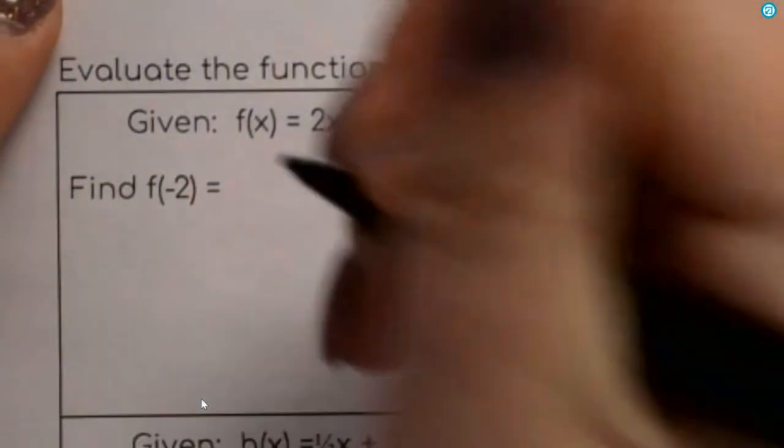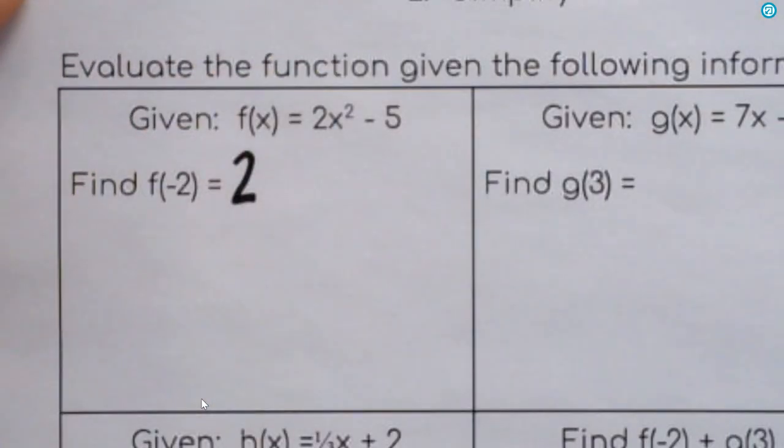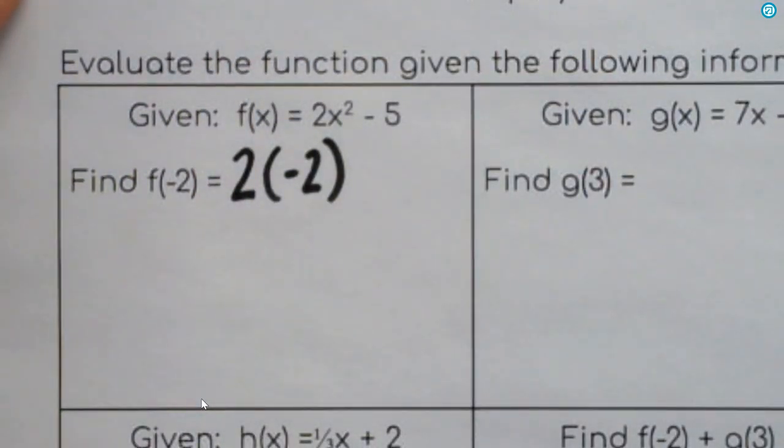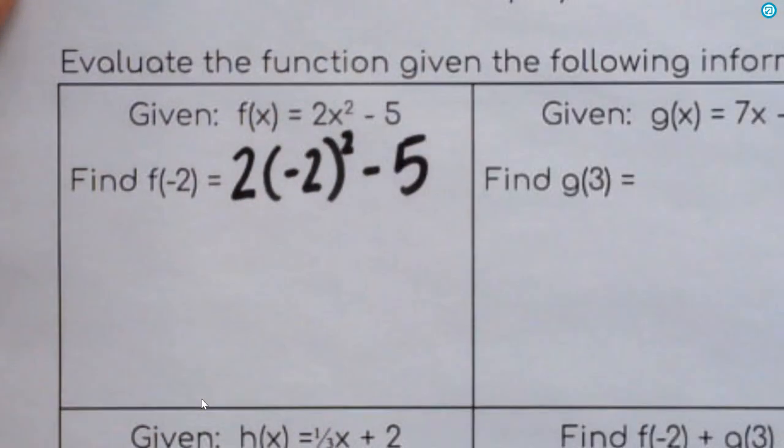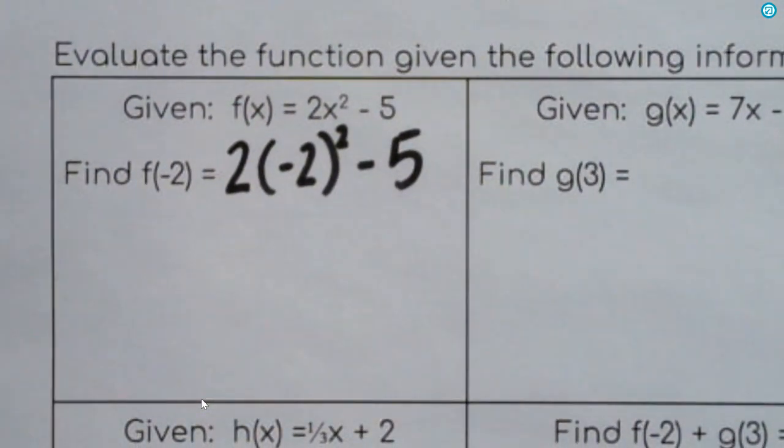So we're plugging in negative 2 for x. So we still have the 2. And then for the x, we're going to plug in negative 2. Anytime we plug something in, we're putting it in parentheses. And then we've got squared minus 5. If you do not put numbers in parentheses, especially if you are squaring them or if they are negative, in this case both, you are going to get the wrong answer.